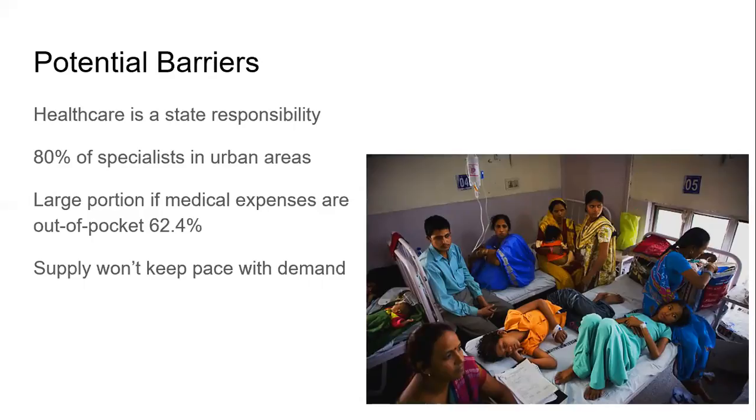And a large portion of medical expenses are out of pocket, but compared to the US, where it's about 11%, the out-of-pocket expenses are with the individual people. So there's a concern that the supply of infrastructure and medical staff won't keep up with the demand.